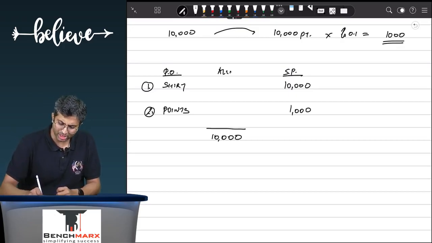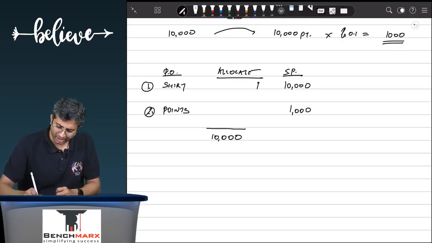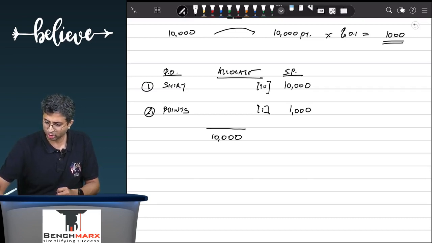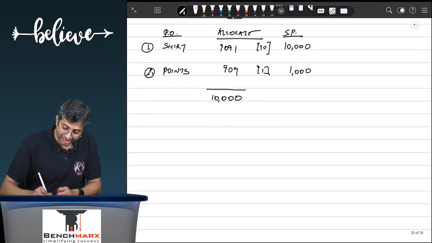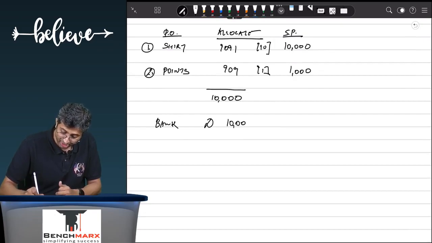So if you have to allocate, you will allocate a transaction price of 10,000 in the ratio of 10:1. So this is 10,000 into 10 by 11, which is equaling to 9091, and 10,000 into 1 by 11, which is equaling to 909. So what will be your entry? Your entry will be bank account debit, let us say 10,000 we are receiving today, to sales to the extent of shirts sold, which is 9091, to customer loyalty point liability.